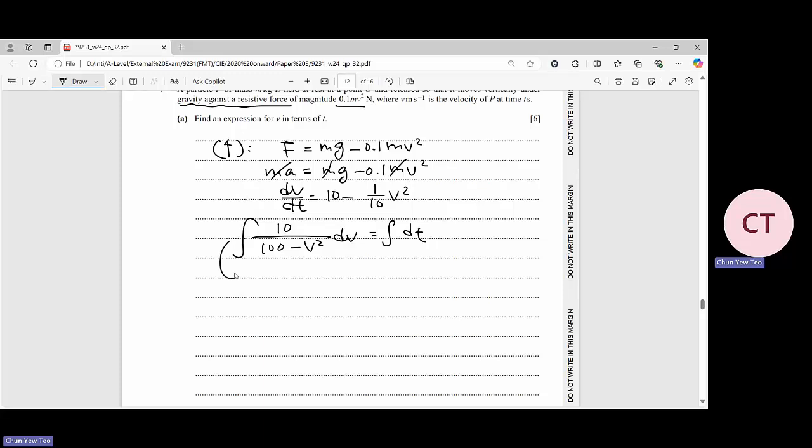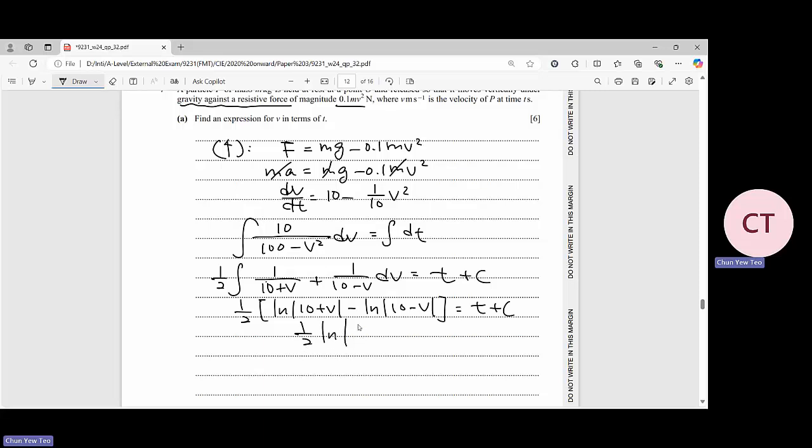You can use the formula booklet MF19 to integrate directly, or you can use partial fractions to expand them. Over here, I will use partial fractions. I will get this one as 10 plus v, and this one is 10 minus v. I will use partial fractions to split them. This one will be t plus c. When I integrate them, I get ln modulus of 10 plus v minus ln modulus of 10 minus v equal to t plus c. Combine them together, and you will have something like this.